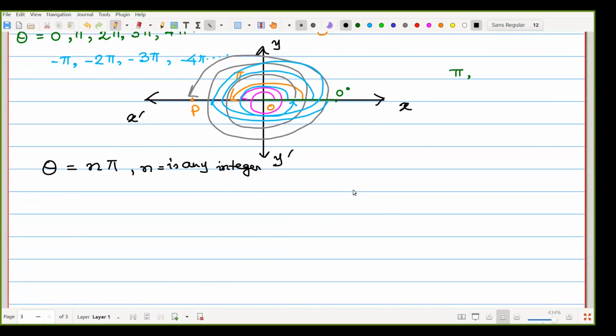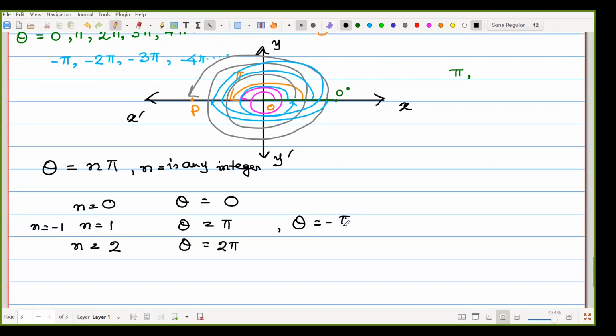Just describing it once again. Suppose n is equal to 0. So we have theta is equal to 0. Suppose n is equal to 1. So theta is equal to pi. n is equal to 2. So theta is equal to 2 pi. In that way. Or n is equal to minus 1. So we have theta is equal to minus pi. n is equal to minus 2. So theta may be minus 2 pi, in that way. So that is our condition.